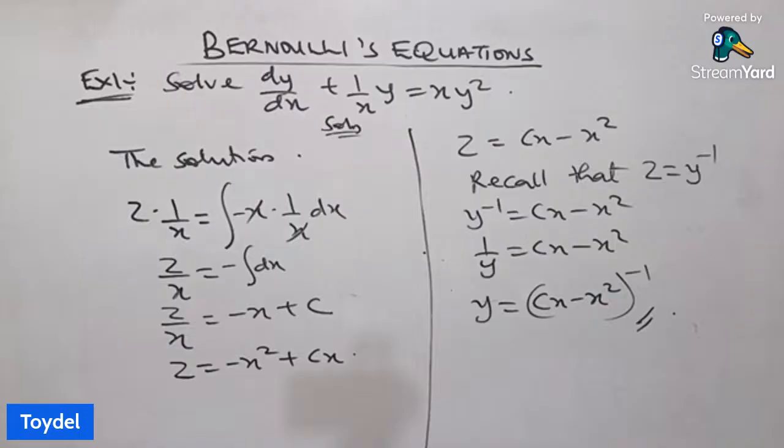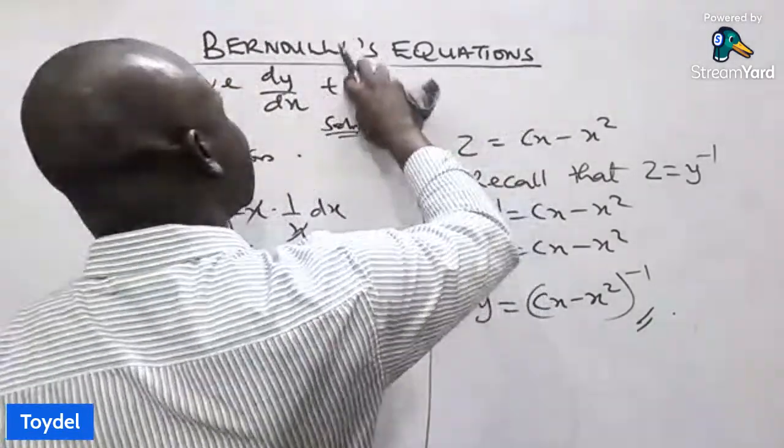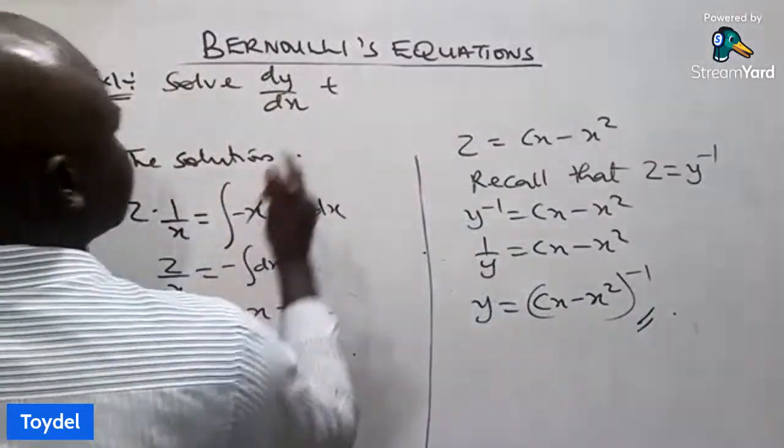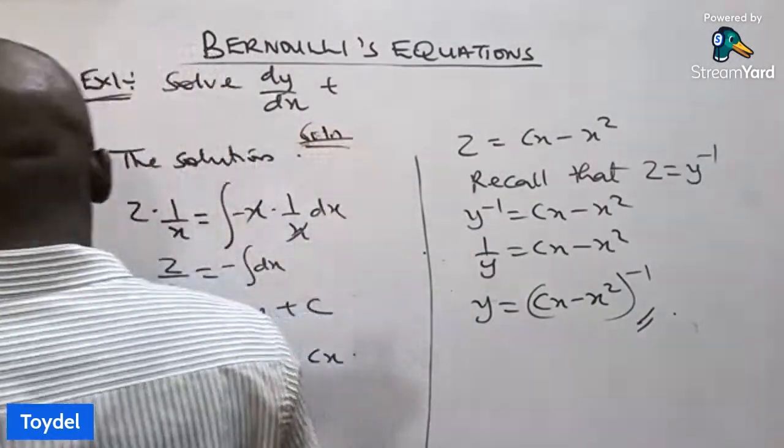So if you are given any problem, another Bernoulli equation, the first thing is that you should be able to recognize that problem as a Bernoulli equation. Once we are able to recognize it, we reduce the problem to the corresponding linear equation with unknown function z. If you are able to do that, then we have little or no problem.